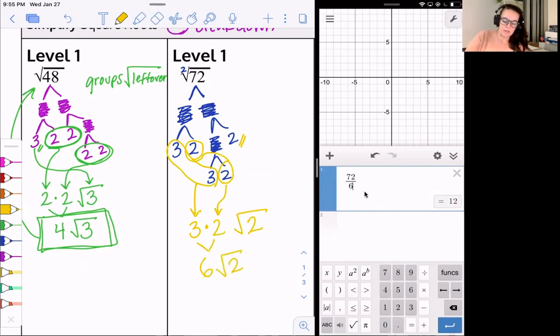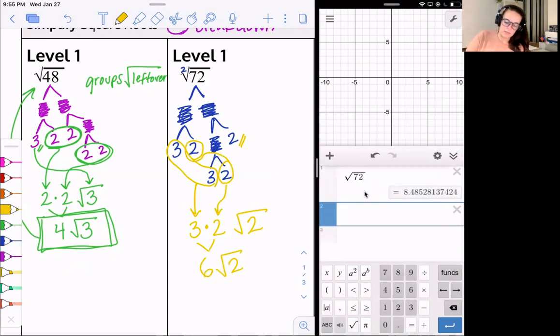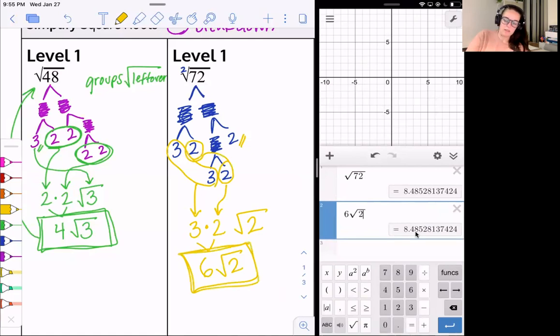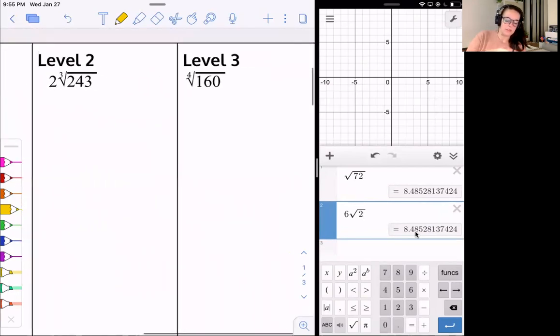Double check my work here by saying, okay, square root of 72. Is that the same as 6 root 2? Yes, it is. Decimals match. So I know this is the simplified version. This is level 1, dealing with our square roots. We also have level 2 and level 3.